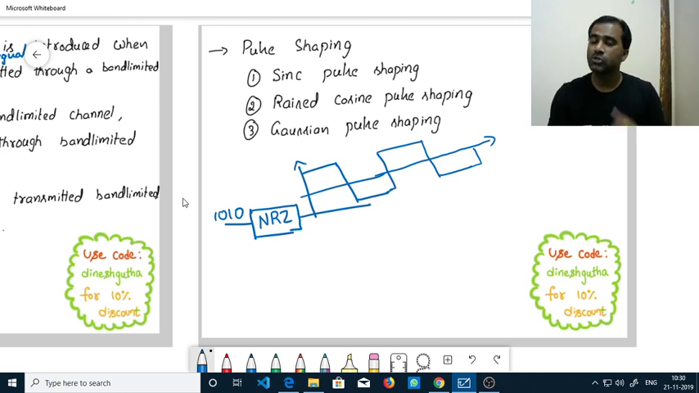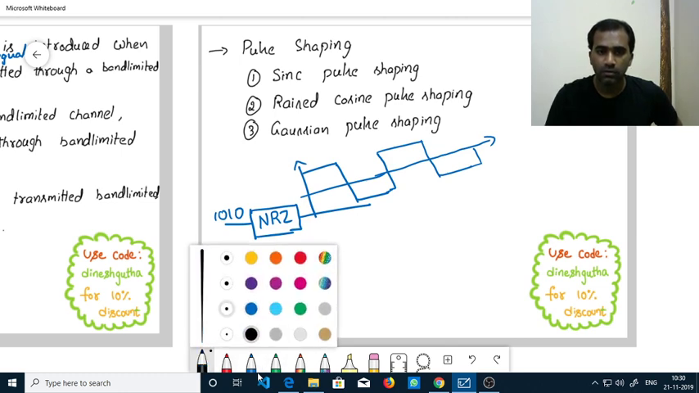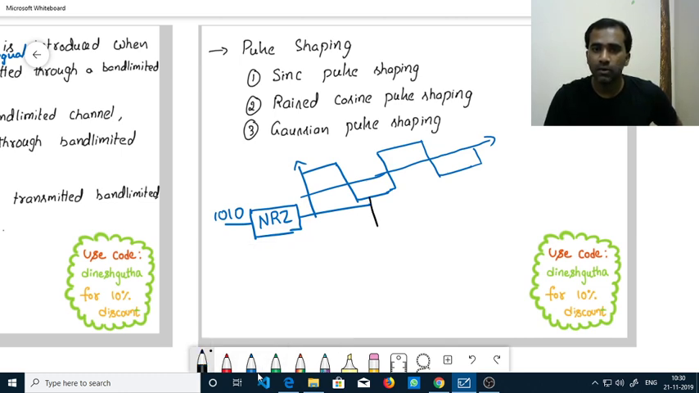This signal we can pass through the channel directly, but the channels are band limited. The signal ideally has infinite bandwidth, more side lobes. But when you transmit it through a band limited channel, it will cut off some frequencies, which means the shape of these pulses will change. When the shape of the pulses changes, one symbol will interfere with the neighboring symbol. That is what we call inter-symbol interference. To avoid that, we can include this block, which we call pulse shaping.